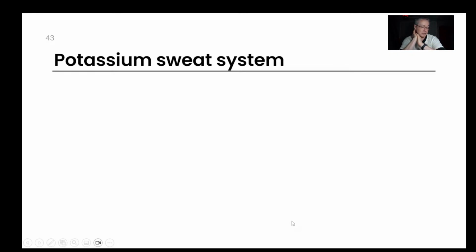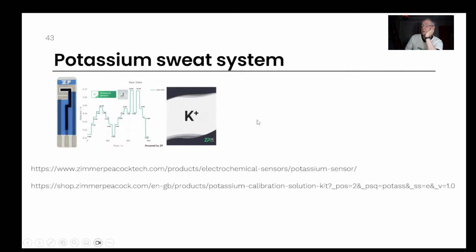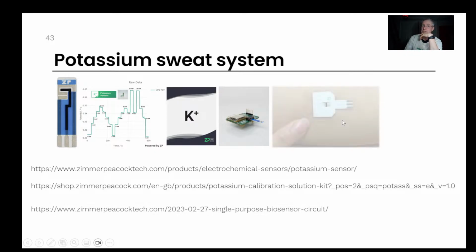I would recommend reading the background to this and understanding the limited budget and probably the limited time. You can have a roadmap where you say, I want to do cortisol, I want to do testosterone, I want to do potassium. Well, the first thing you have to do is one of them. My recommendation is, we've got potassium sensors on the ZP website. We've got calibration solutions for testing those potassium sensors on the website. We've got an electronic set for driving those potassium sensors on the ZP website.